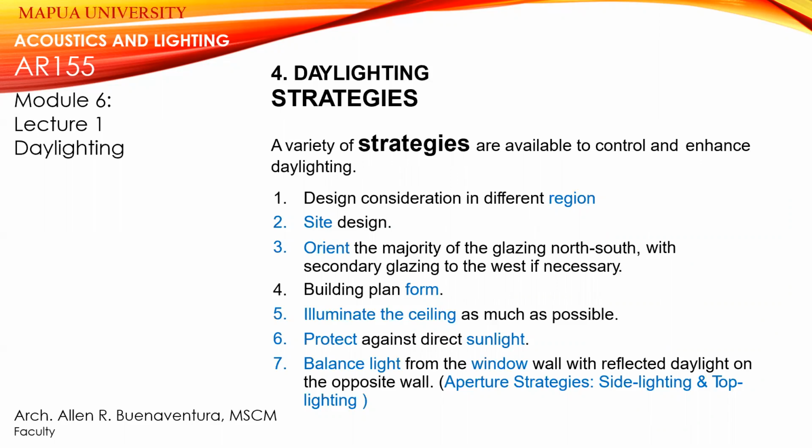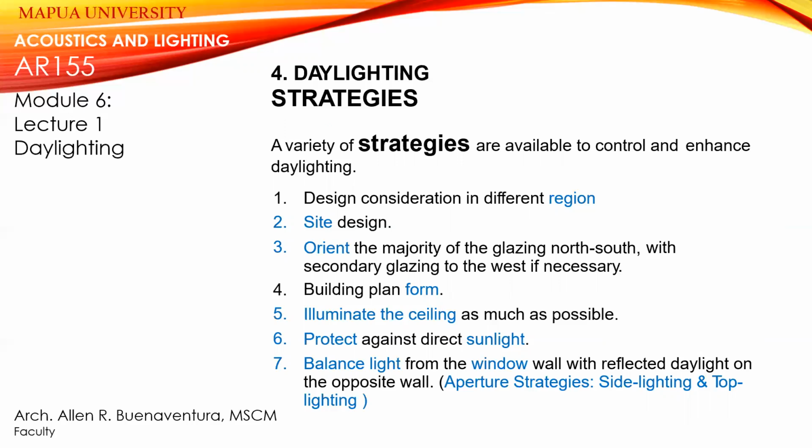Orient the majority of glazing north and south. This will minimize the heat transfer from the sun going inside the room or the building. So it's also critical for the building plan form. Okay, so number 5 is illuminate the ceiling as much as possible. Protect against direct sunlight. Balance light from windows, wall, and reflected daylight.